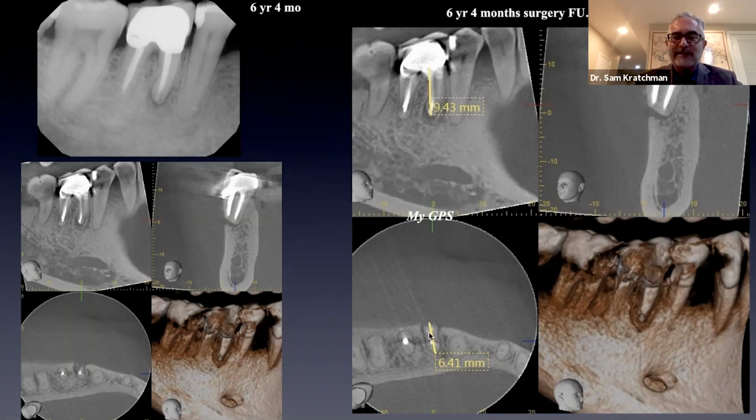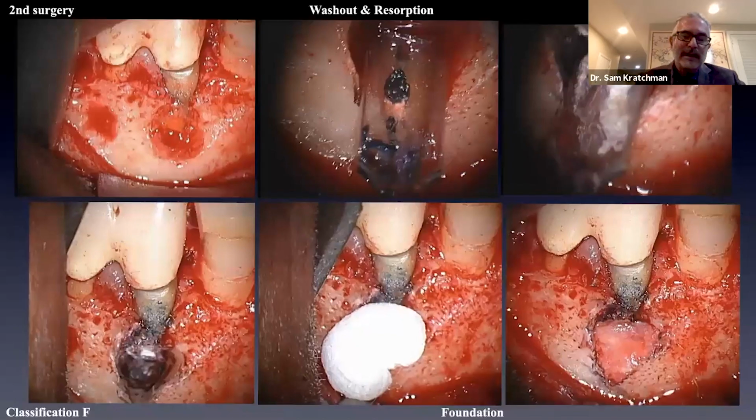And then I know I have 6 millimeters to go from the buccal through the mesiolingual. So I'm using this cone beam, very important to gauge what I'm going to do during my surgery. Here's my second surgery. This is now classification F.